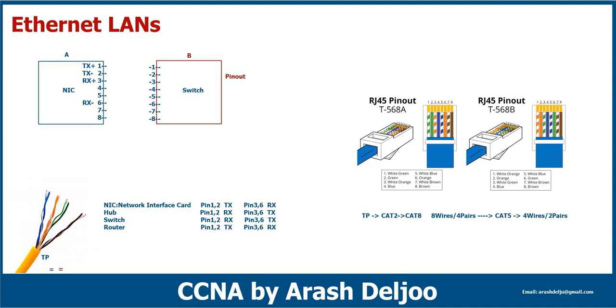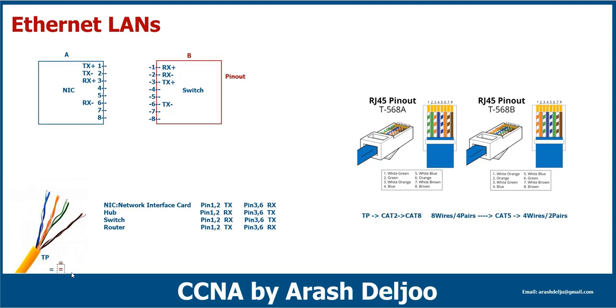In the network interface card, as I mentioned before, we are using pin 1, 2 for send and pin 3 and 6 for receive. But in the switch, we have the reverse direction. Let me write here. In the switch, we are using pin 1 for receive, pin 2 for receive, pin 3 for send, and also pin 6 for send. This is the pinout. Again, we don't use pin 4, 5, 7, and 8. How can we connect these two devices?